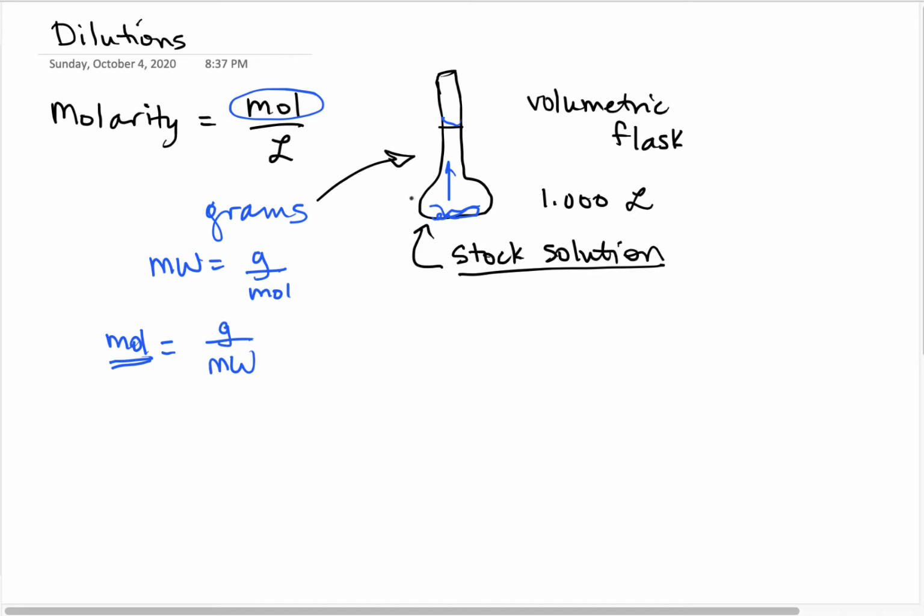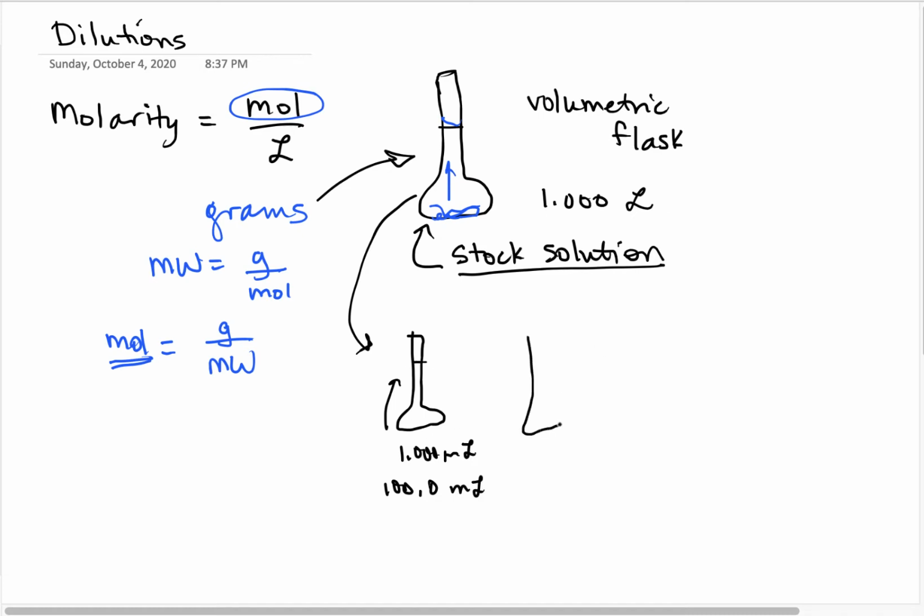And we're going to take a little bit of this stock solution and we're going to put some in a smaller volumetric flask. Let's say maybe we put 1 milliliter in our first volumetric flask, and then we fill it up to a total of 100 milliliters, which is the whole volume of this smaller volumetric flask. And then let's say we take another volumetric flask and we put 2 milliliters of our stock solution in, and then again we fill it up to the fill line at 100 milliliters.